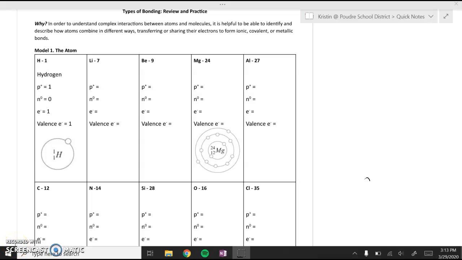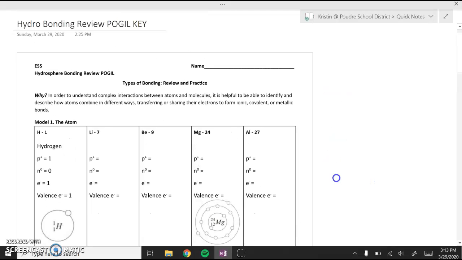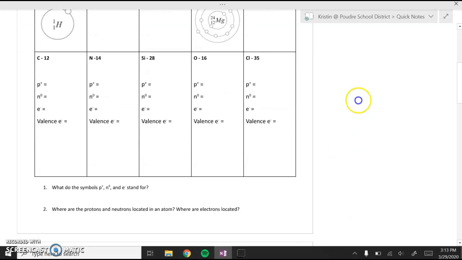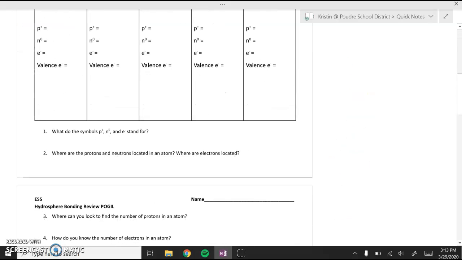All right, as promised, we will go through another key for the Hydrosphere bonding review POGL. And hopefully you noticed that you really don't want to start with Model 1. You want to go down and start with Question 1, and then you can move on to Model 1 from there.